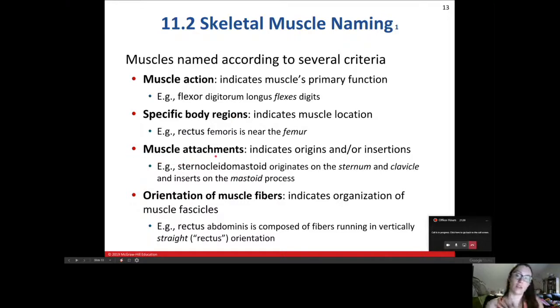Some of them are named for their attachments. Like the sternocleidomastoid, which is this muscle here, it attaches to the sternum and the clavicle and the mastoid process of the skull. Some of them are named based on the orientation of the muscle fibers. So remember we said the rectus abdominis was a straight muscle. Rectus means straight.